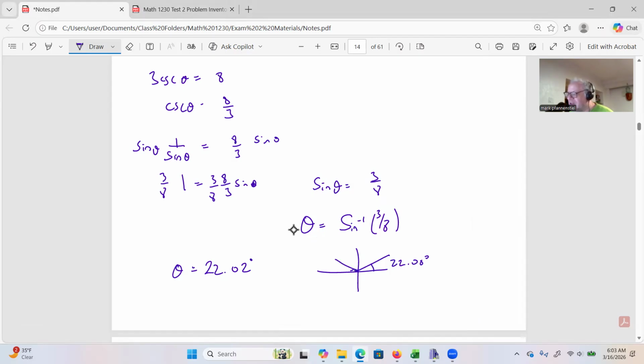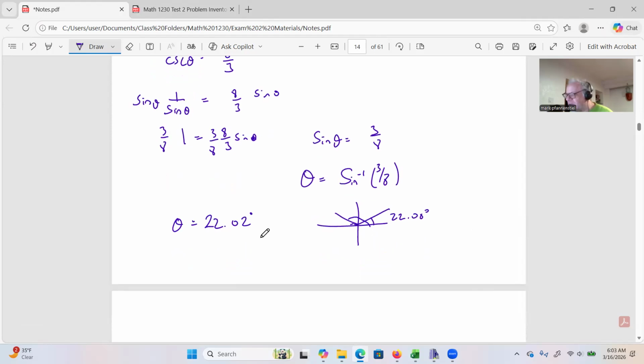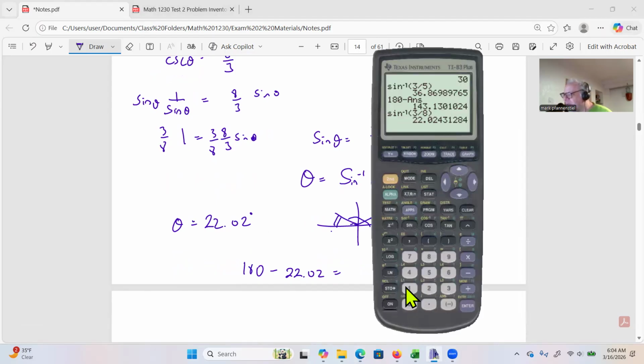Now, where else is my theta equal to my positive number? It's also positive in quadrant 2, so I also need that angle. Usually for reference angles, we go to the horizontal. How much more do I have to go here? So we're going to say this is 180 minus 22.02, and that is my other angle. And we also get an angle of 157.98.